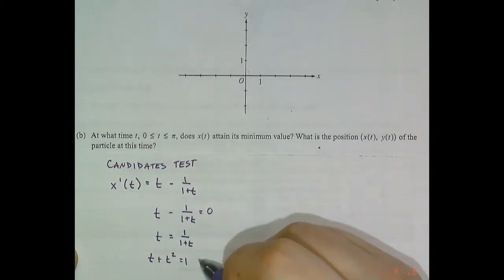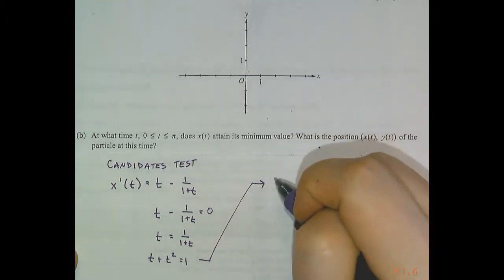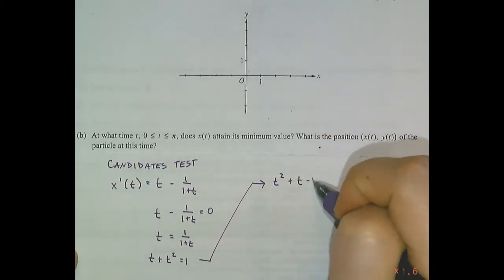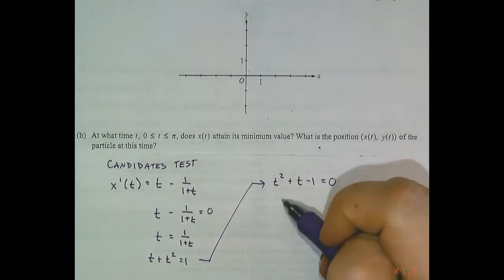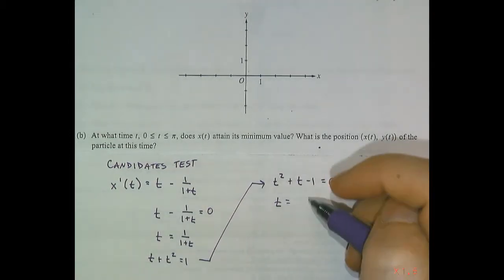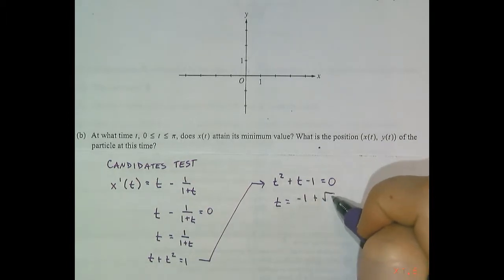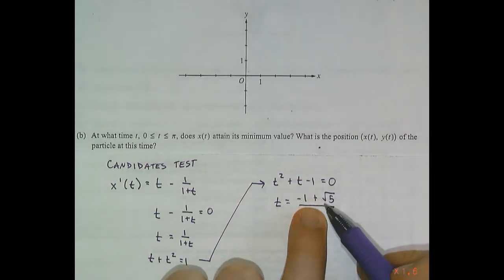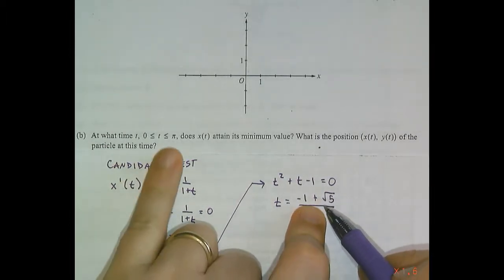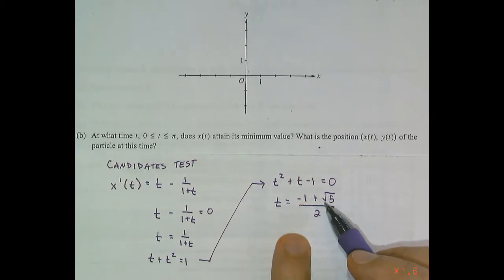And finally, by writing it as a quadratic, we should be able to find the critical values. Now, in the case of this quadratic, the expression is not factorable. So solving this by hand, we'd use the quadratic formula, and we get (-1 plus the square root of 5) over 2. Now, we excluded the minus the square root of 5 because that's outside of the interval 0 to pi. So there's only one critical value in there.